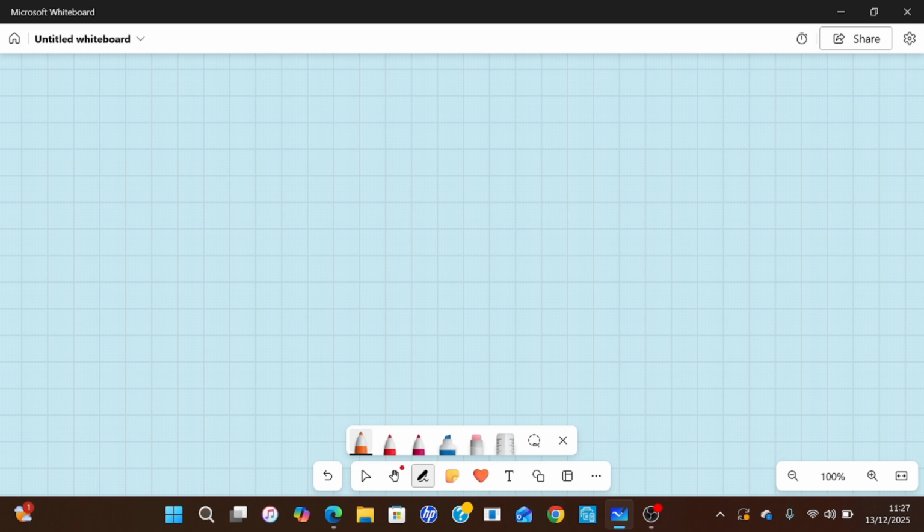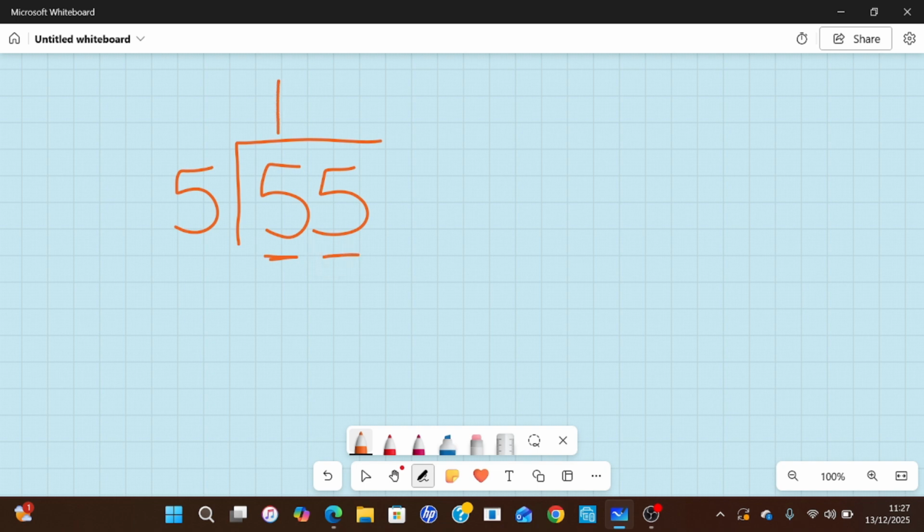Okay, next let's look at another number in the 5 times table. We're going to put the number 55 inside our bush shelter, and we are going to divide 55 by 5. First of all, look at the first digit. How many 5s are there in 5? There is 1. The second digit, how many 5s are there in 5? There's 1. So our answer is 11.